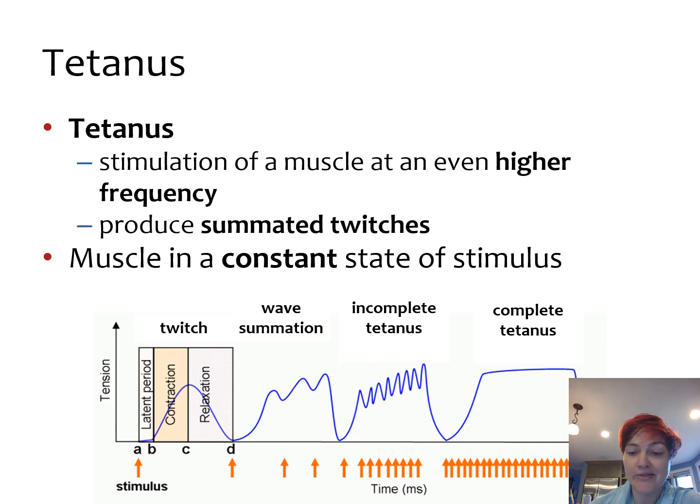So these are higher frequencies. You're not giving the cell membrane time to repolarize before it's depolarizing again. In wave summation, you may get one or two of these, easily distinguished peaks and valleys, each one more intense than the next. In incomplete tetanus, it's happening much quicker. And in complete tetanus, what's very characteristic is that there are no peaks or valleys. You can't see any peaks or valleys. These are in a constant state of stimulus.